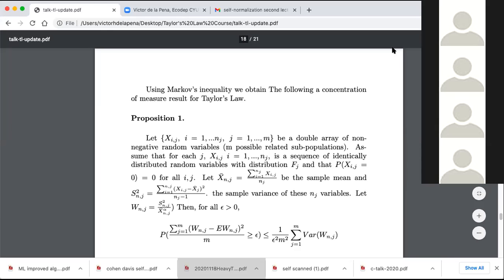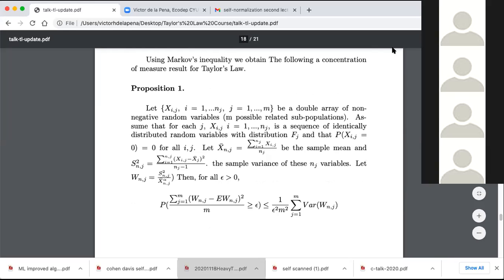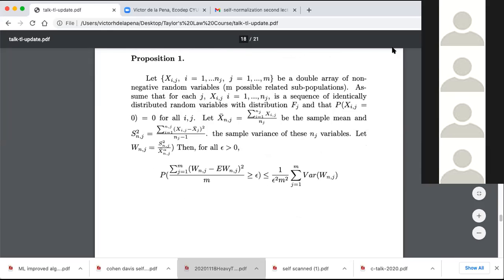Then the tail probability, the probability that your sample coefficient of variation minus its expected value, which is basically the variance of the coefficient of variation, the sum of the variances over m, is bounded by 1/epsilon, actually the square should be raised, over m squared times the sum of the variances. So we have a concentration of measure. We can calculate the right-hand side if you know the distributions, and that gives us a coefficient of variation for the sum of the squares.